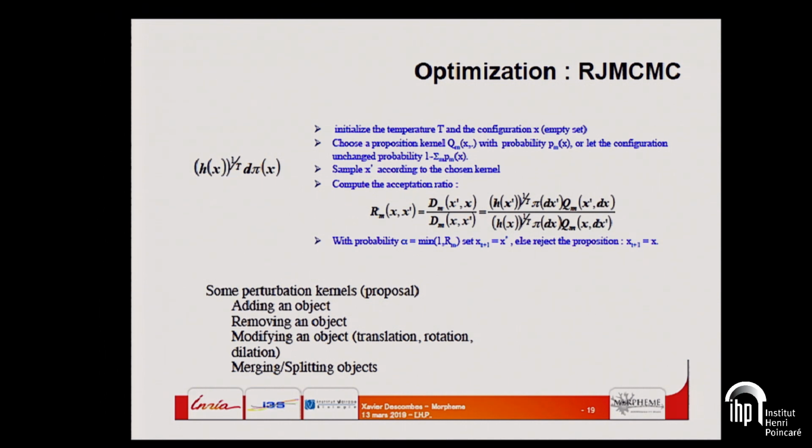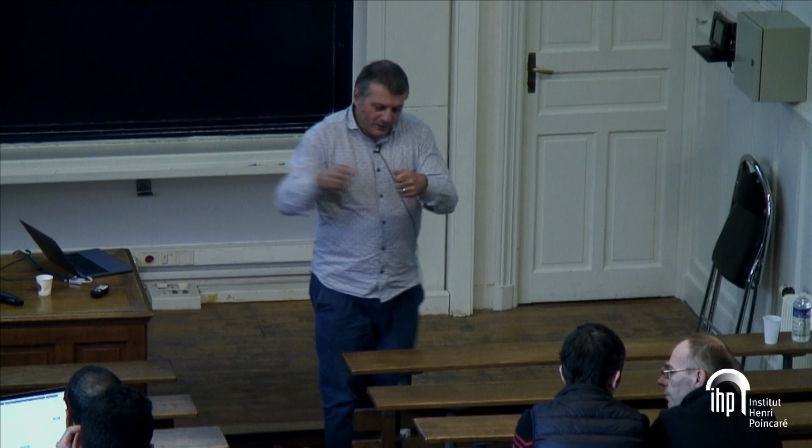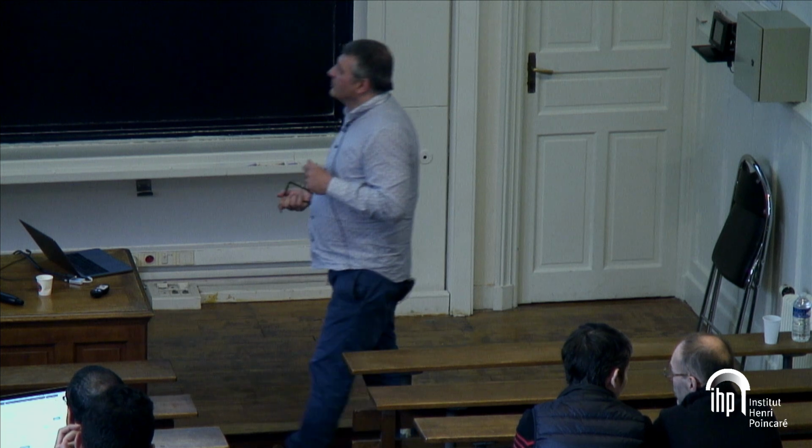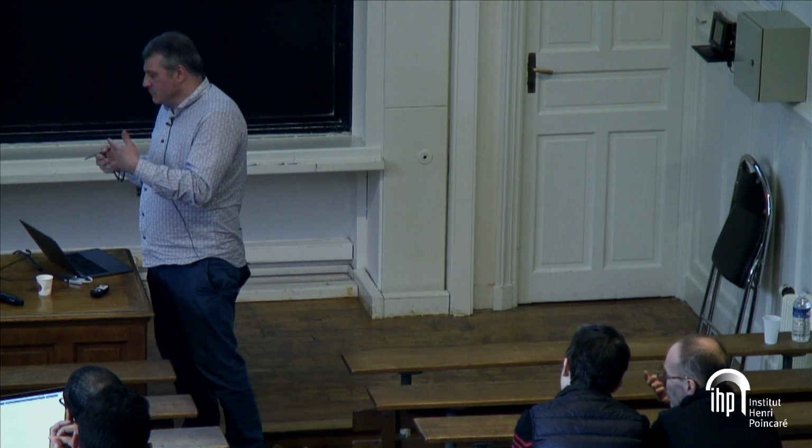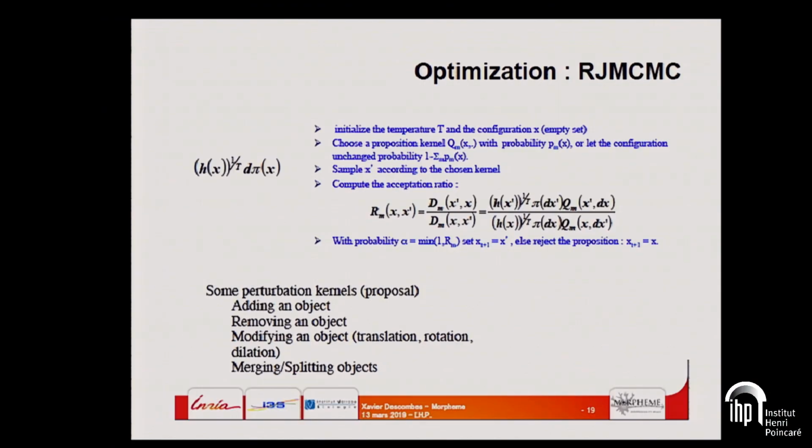So it means that you have to add more moves. Some kinds of moves are classical Metropolis-Hastings: you just change an object, so you can move it, translate it, delete it, rotate it, and whatever. But you also have to be able to work on more complex moves, like splitting and merging objects. When I say this, it doesn't look so difficult, but the problem is that you have to compute this acceptance ratio, and it becomes very quickly very tricky to compute such an acceptance ratio.